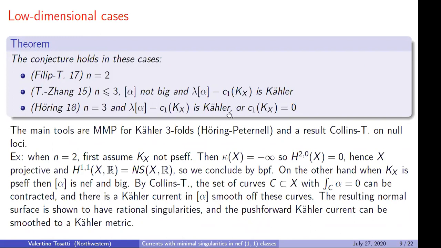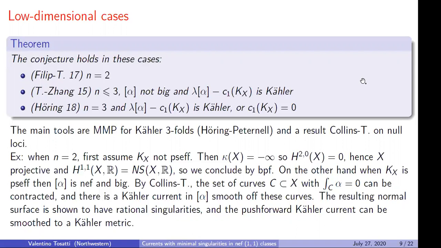But as far as I can tell, the conjecture as formulated is still open for threefolds, where in some sense it should be accessible. The main tools for these results are, first of all, the MMP, the minimal model program for Kähler threefolds, started by Campana and Peternell, and more recently completed by Andreas Höring and Peternell, also with Campana again for the abundance part.